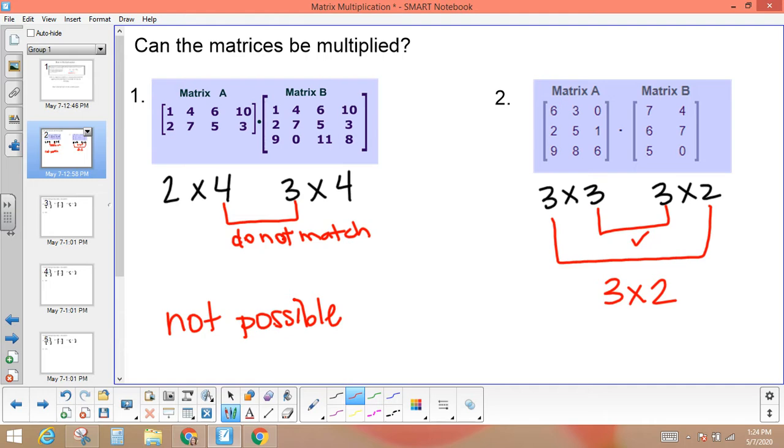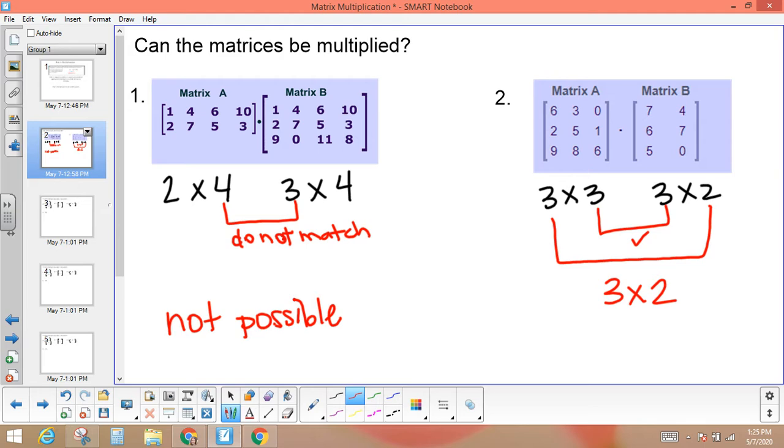So number 1, it's a no, because the columns of the first one don't match the rows of the second. On number 2, it was a yes, they can be multiplied. The columns of the first matrix match the rows of the second. There's the same number of columns in the first as there are rows in the second.